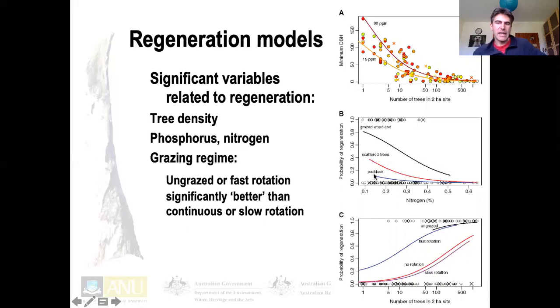And it was related to the amount of nitrogen in the soil. So the more nitrogen you have in the soil, your probability of finding regeneration, finding seedlings goes down. And similarly, there was a relationship between the number of parent trees. So if you have more parent trees, the probability of regeneration goes up. And interestingly here, we find there's also an effect of the grazing regime.